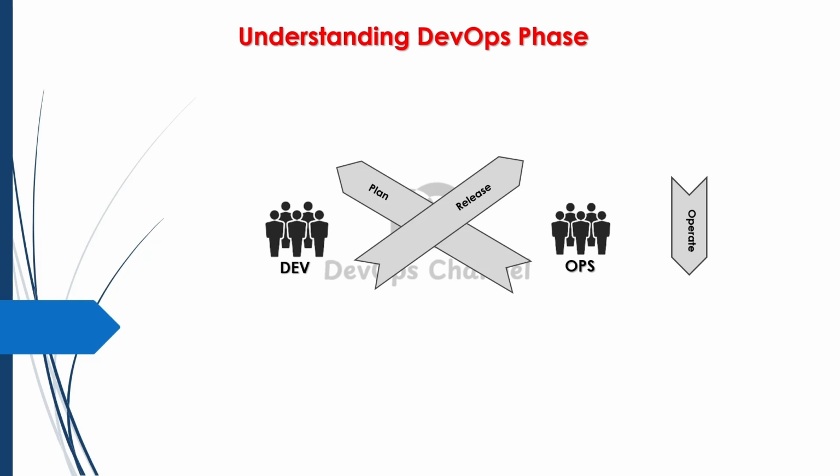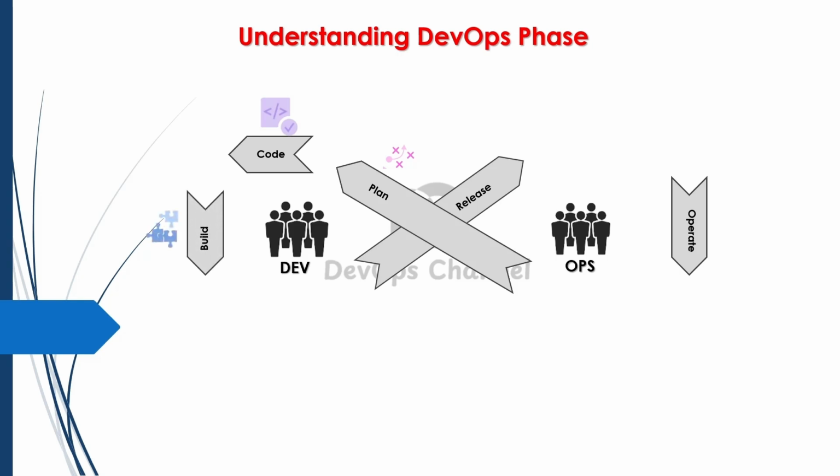Now, the first phase is plan. So what needs to be done, how we are going to deploy a product, is planned first. Now it is planned by professionals. Then the next phase is code, which comes under the development team, but here they work as the same team. Now the next phase will be build.